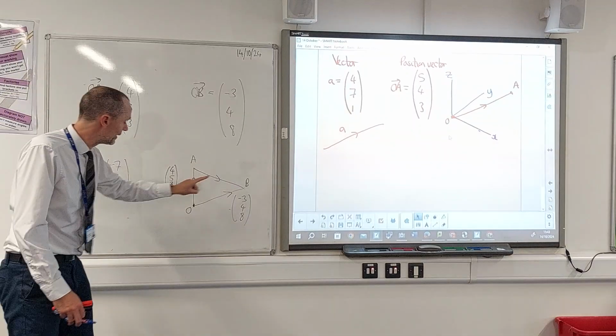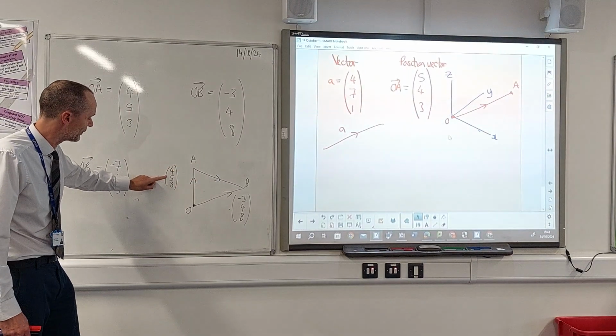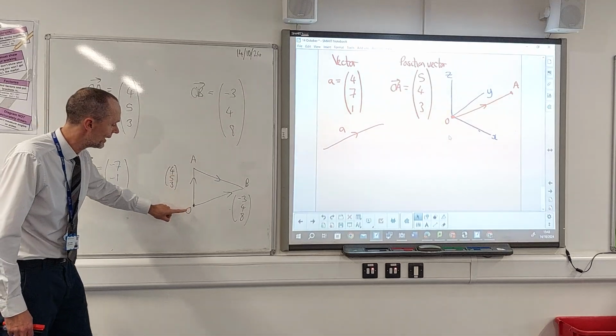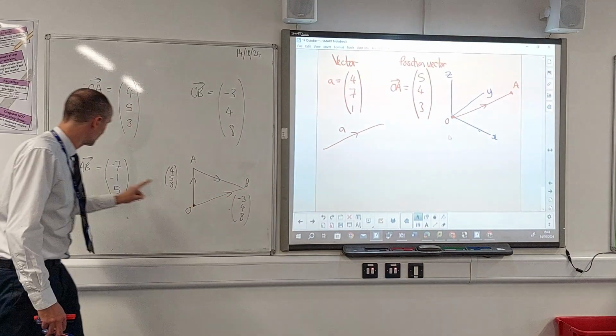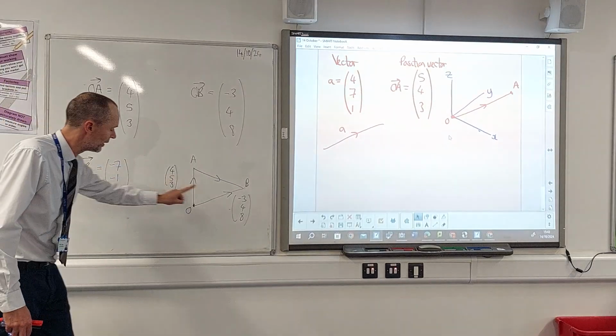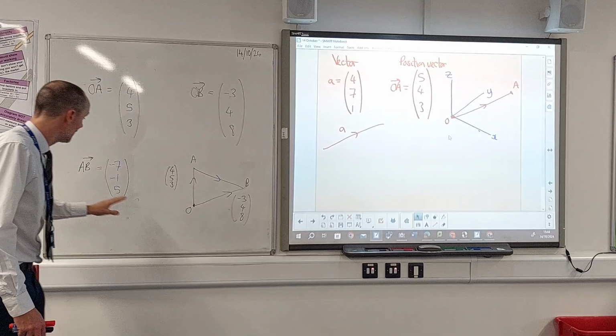Yeah. To get from A to B, you go backwards along OA, so it would be -4, -5, -3, and then forwards along there. So -4 -3 is -7, -5 plus 4 is -1, and -3 plus 8 is 5.